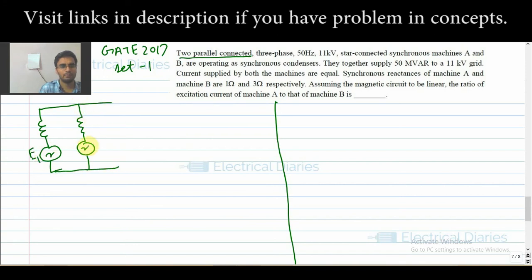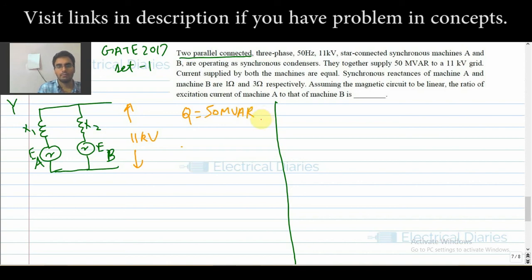Let me say it is E1, E2, and let us say X1, X2. Three-phase 50 hertz 11 kV star connected synchronous machines A and B. They together supply 50 MVAr to an 11 kV grid. So this is the 11 kV grid that they are supplying to. Both are supplying 50 MVAr in total.